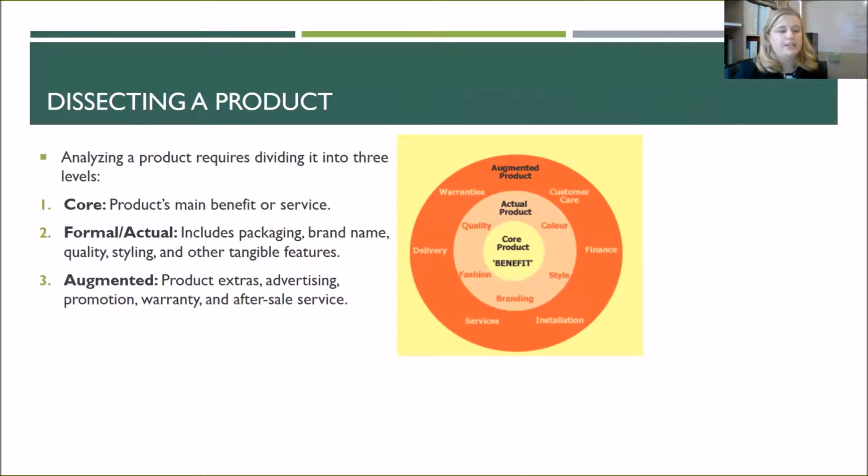So there's also this aspect of needing to dissect the elements of a product. And this is particularly important when it comes to fashion retailing, or apparel and textile, all interchangeable in many ways. So one of the best ways that you can start to understand and analyze a product is to divide it into parts. And so there's 3 levels of a product that you need to know. You've got the core level, you've got the formal or actual level, and then you've got the augmented level.